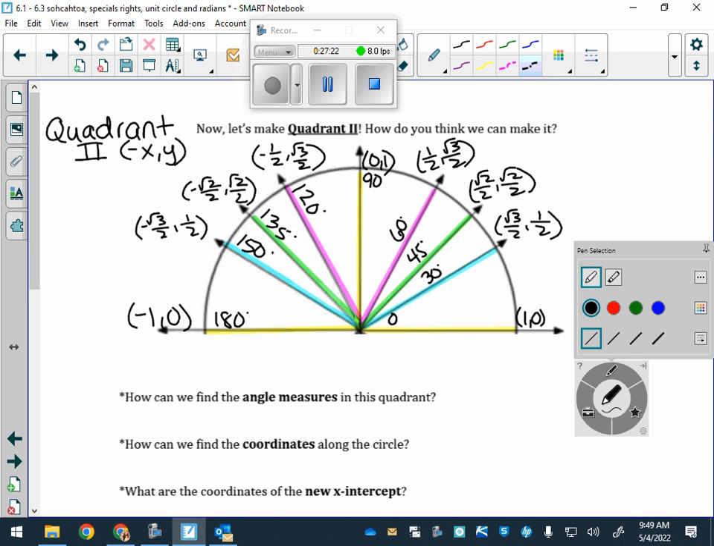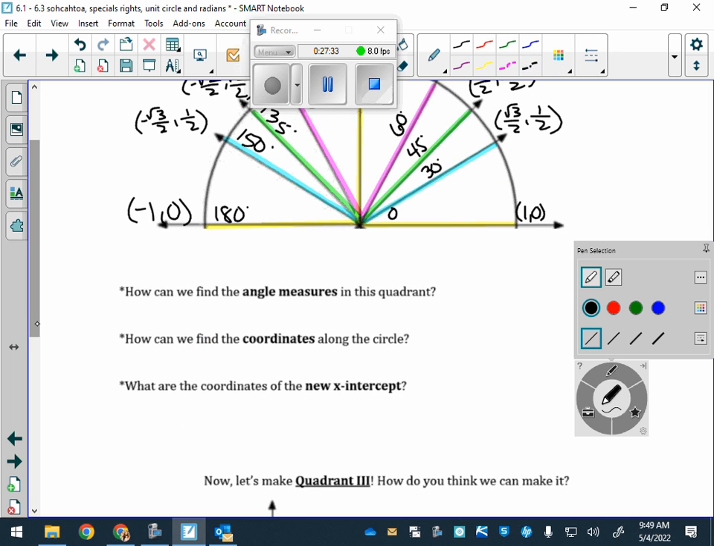So we have similar angles here. That's why the coordinate points just become negative. They're the same. So how can we find the angle measures in this quadrant? Take 180 minus either 30 or 45 or 60. We're referring to quadrant 1. How can we find the coordinates along the unit circle? We know they're negative x and positive y.